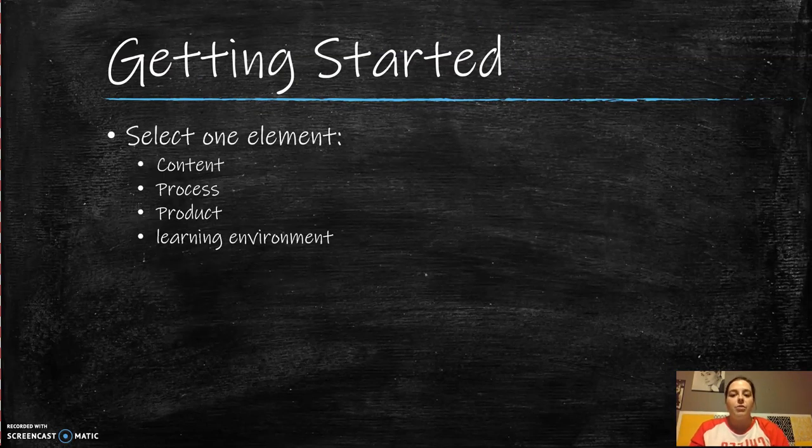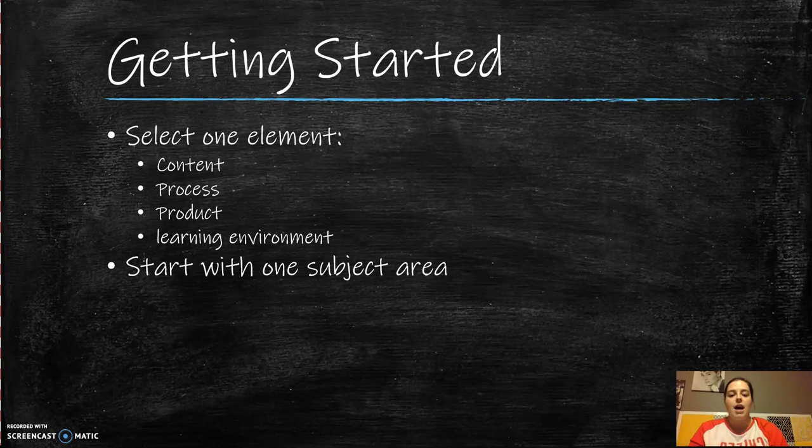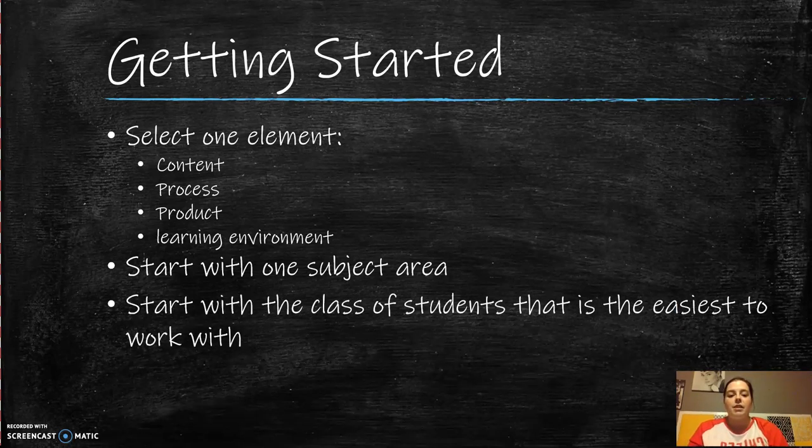So to get started, you want to select one element, whether it's content, process, product, or your learning environment. Then you're going to start with a subject area, math, science, reading, whatever it may be. And then you're going to start with the group of students that you have that's the easiest to work with. You don't want to work with the kids that already struggle as it is and then bring this change to their environment. It's very difficult to practice something on students that already struggle as it is.